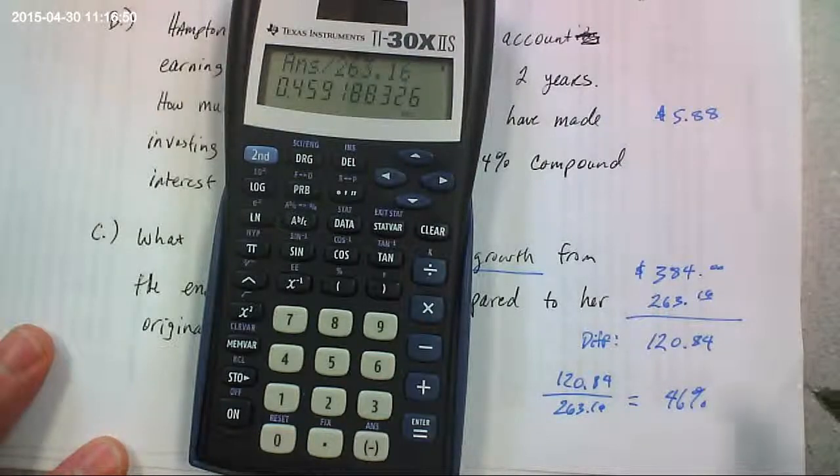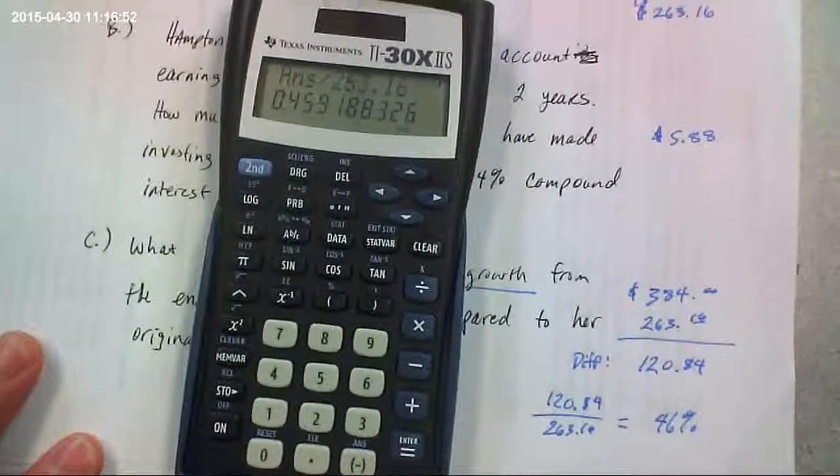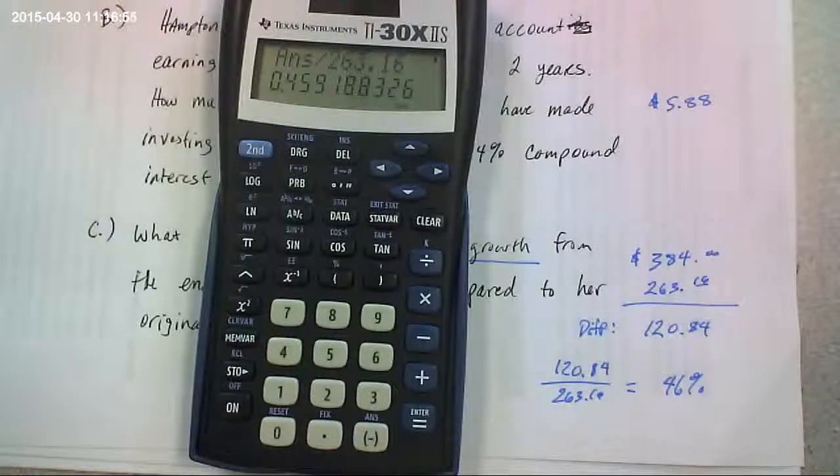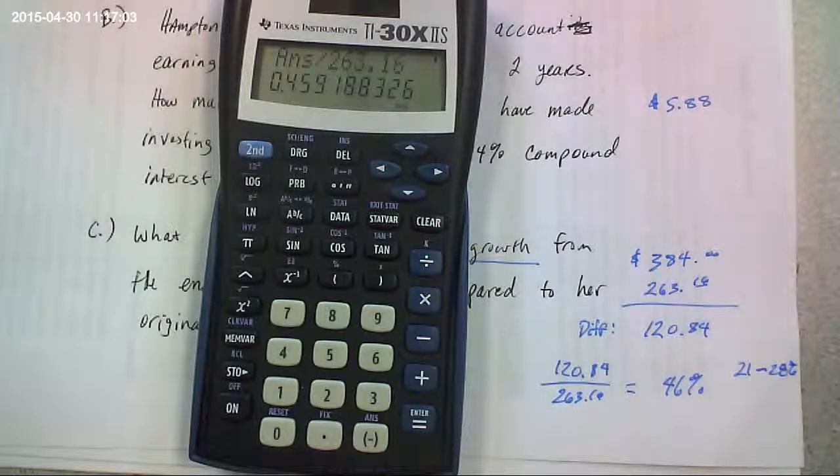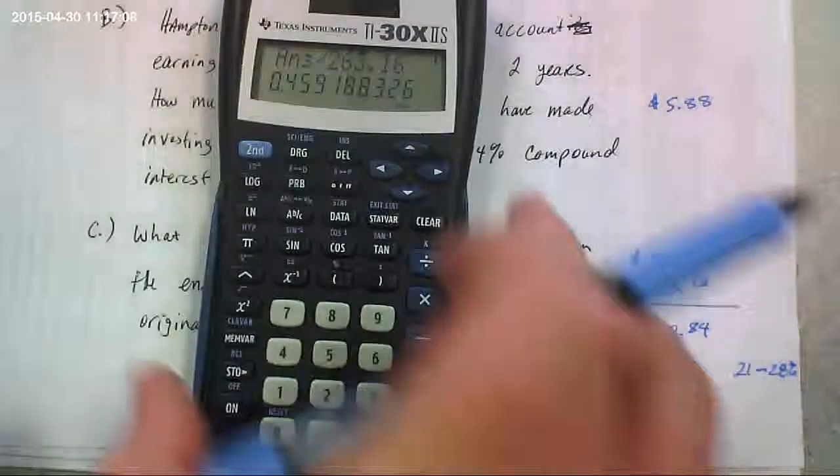And so that's just at 14%. Now you've got to imagine when you're paying money on a credit card, you're paying 21 to 28% sometimes. So a huge amount of money can be gained or lost with interest.